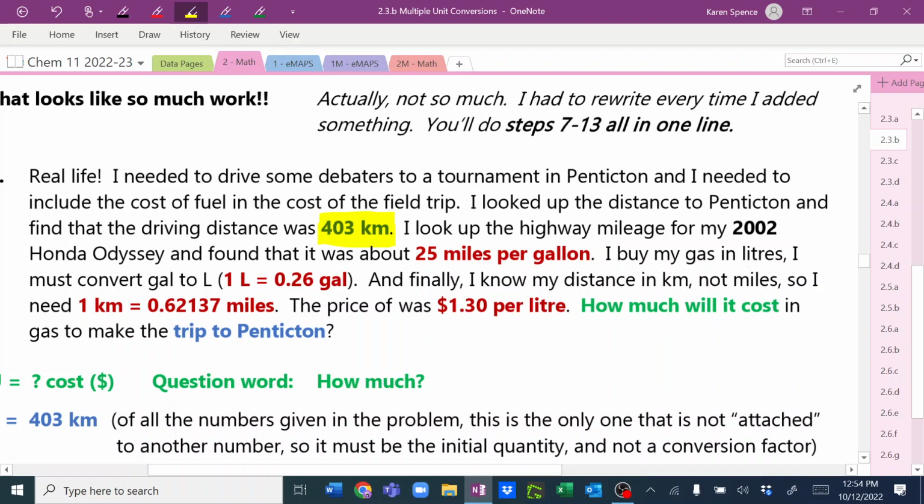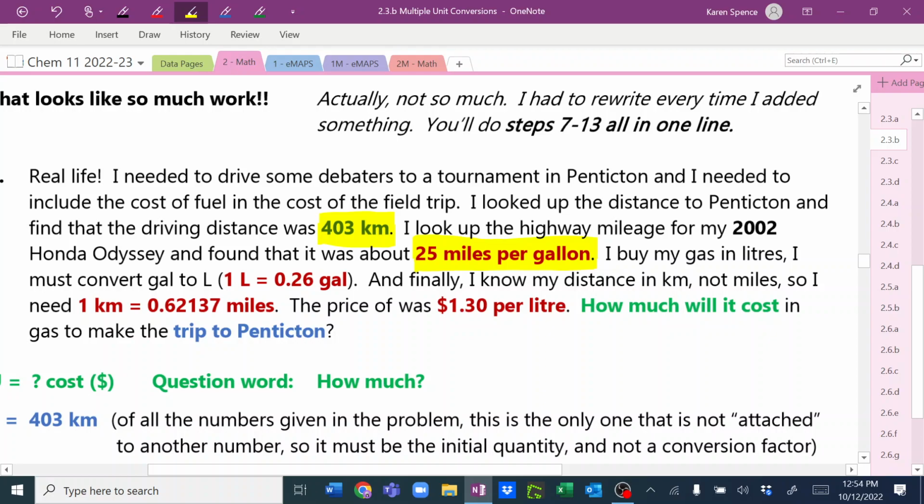I looked up the highway mileage for my 2002 Honda Odyssey. Do you think that 2002 is important in terms of the numbers we're calculating with? No. Obviously, it was a while ago. I don't own that vehicle anymore. And I found that the highway mileage was 25 miles per gallon.